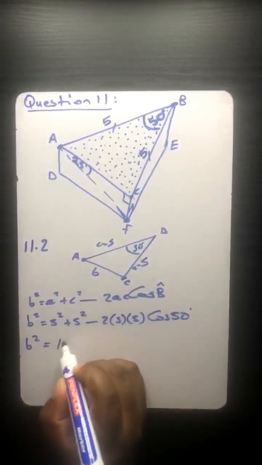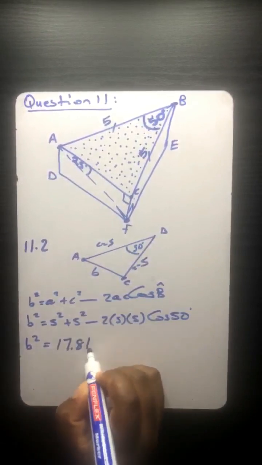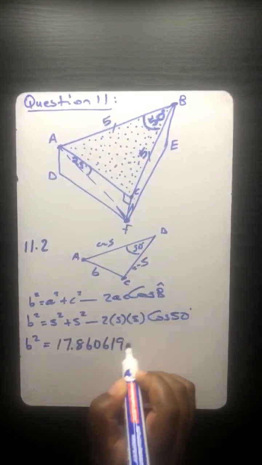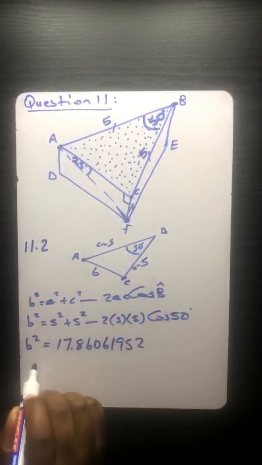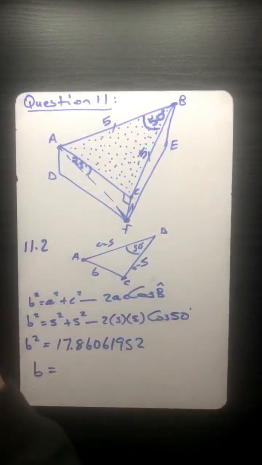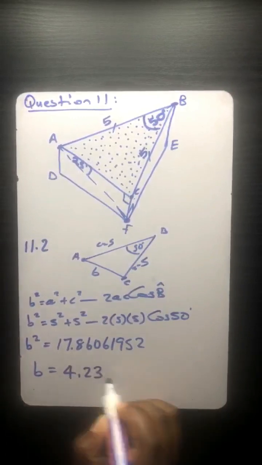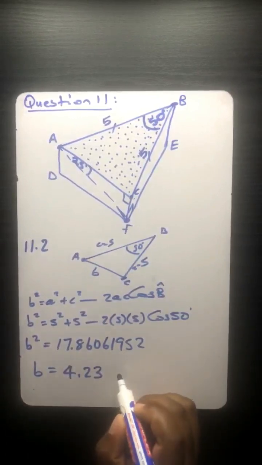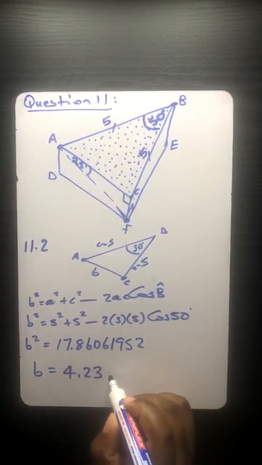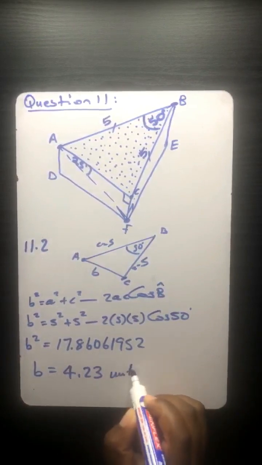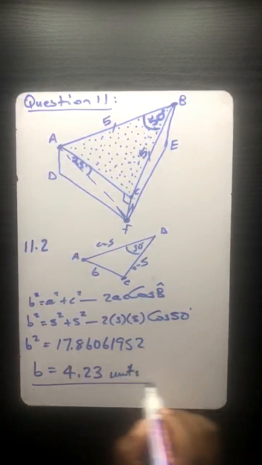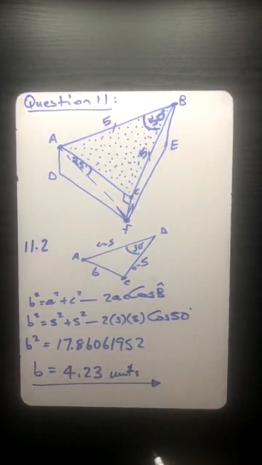So this is what I'm getting: 17.86061952. Then that means b is going to be, you just take the square root of the answer, and it gives you 4.23. Do we have the units? I think no units are there, but they just said units. So that means this is the answer for that question.